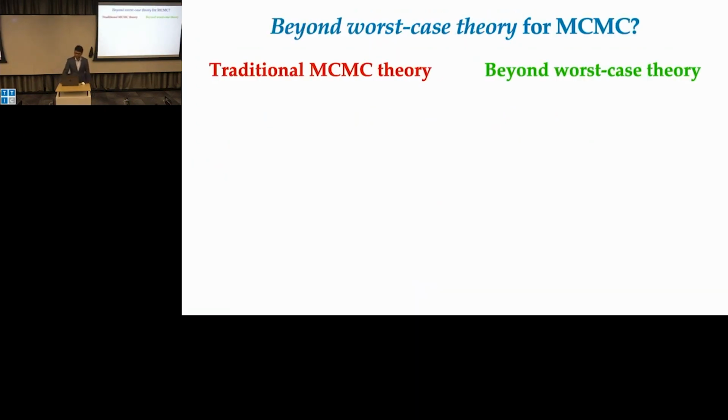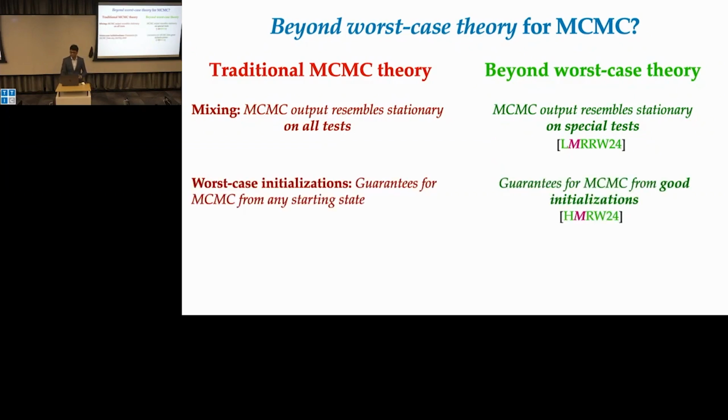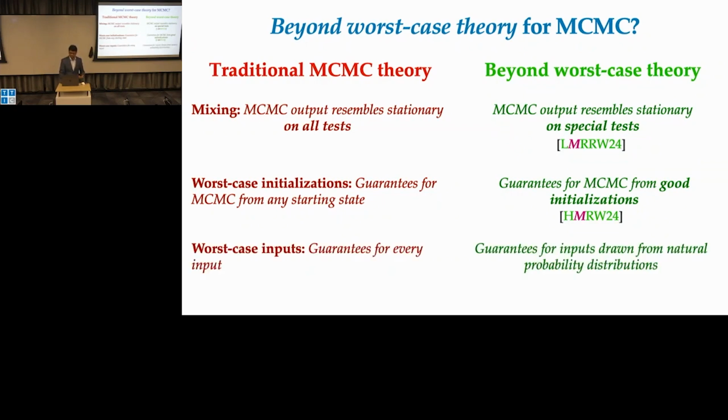Okay, so just to give a recap, there seems to be a budding beyond worst case theory, where maybe you're able to say something about Markov chains on special instances instead of all instances, or Markov chains from good initializations, or prove guarantees for them for inputs that come from natural probability distributions, as opposed to worst case inputs. And the directions that I'll mention are going to be geared towards building up various facets of this theory to a greater level of maturity.